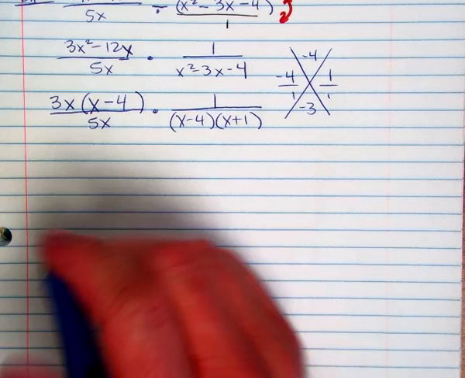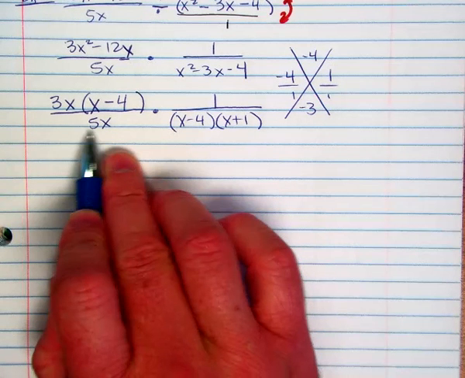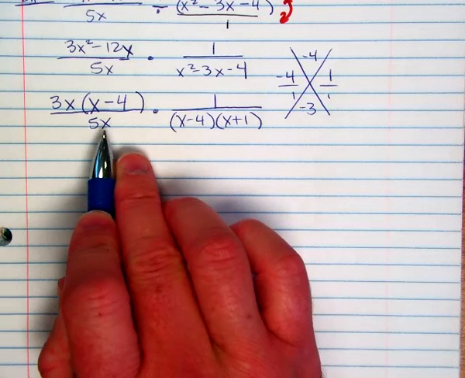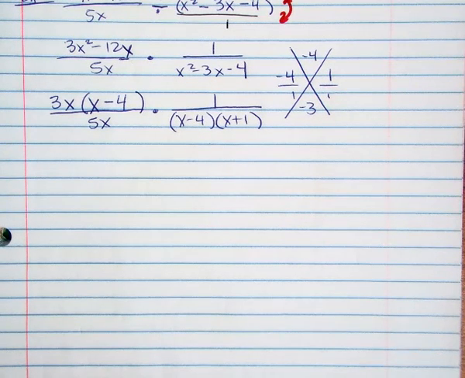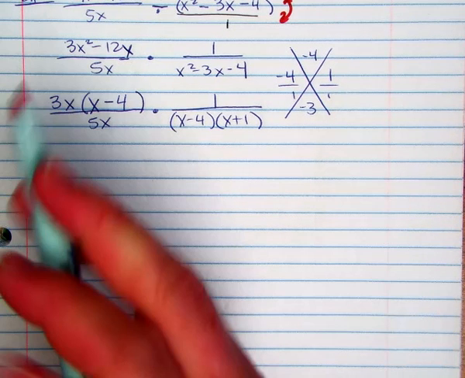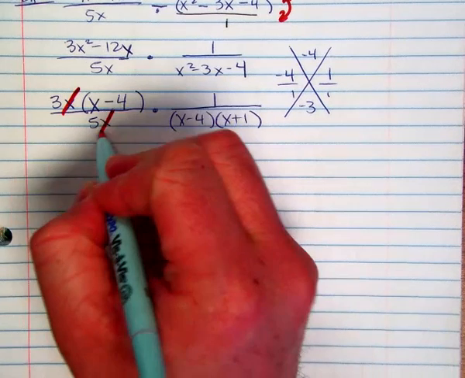On the bottom, same idea. 5 and x, they're being multiplied, so they are separate factors. 5 times x times x minus 4 times x plus 1. 4 factors. That means that this x on top and this x on the bottom can cancel one another.